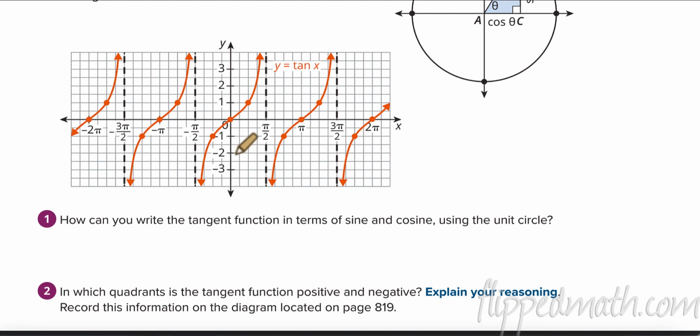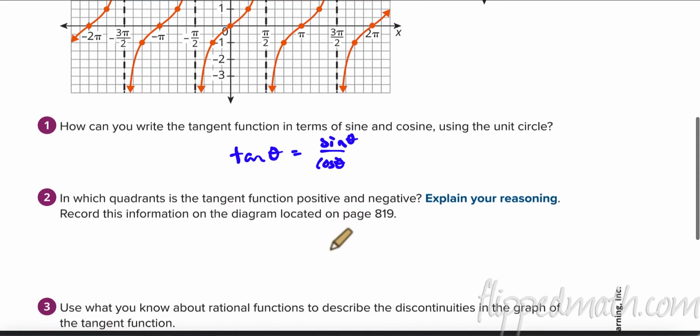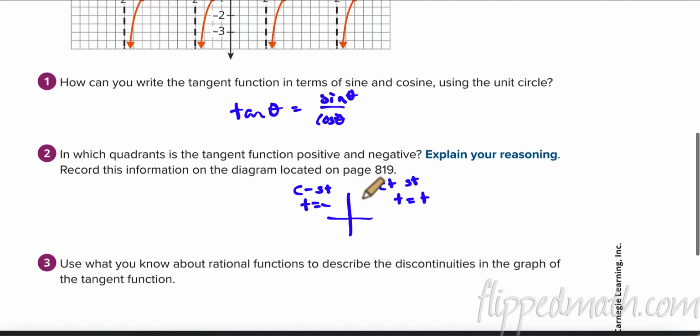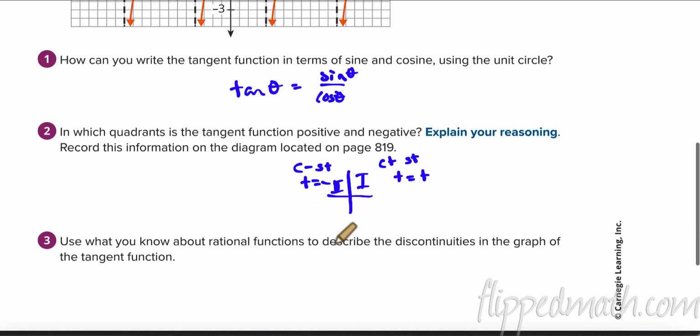All right? Question number 1, how can I write tangent in terms of sine and cosine? We've already talked about this. Tangent of theta is sine of theta over cosine of theta. In which quadrants are they positive or negative? We talked about this. This is what I love. So let's see. Cosine is positive, sine is positive, right and up. That means tangent is positive. Positive divided by positive. Over here I go left, so cosine is negative. Sine is positive because I go up. So tangent is positive divided by negative, negative. So in quadrant 1, positive. Quadrant 2, negative.